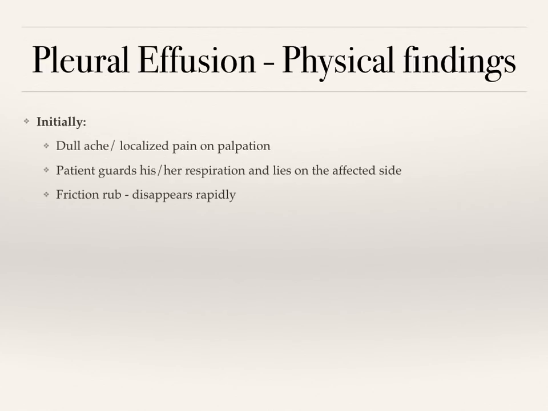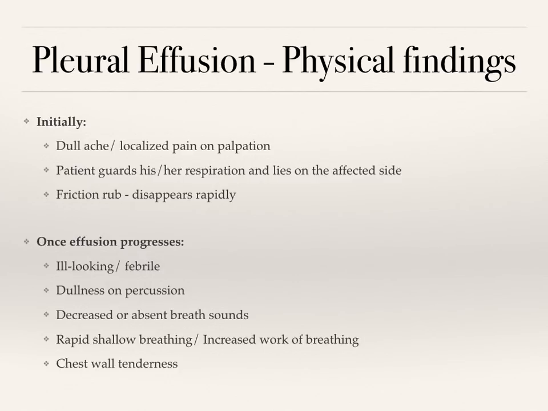These are the initial physical findings of pleural effusion. Friction rub is appreciated until it progresses to become severe, wherein the patient is very ill-looking. Once effusion progresses, there will be dullness on percussion, decreased or absent breath sounds, rapid shallow breathing or increased work of breathing, and chest wall tenderness.